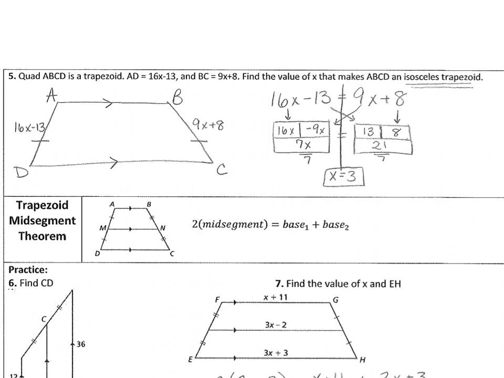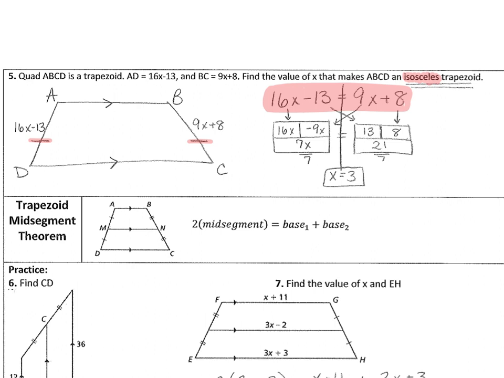I marked that these are parallel, and it gave me that AD is 16x minus 13, and BC equals 9x plus 8. So I've labeled everything. Find the value of x that makes ABCD an isosceles trapezoid. The moment I see this word isosceles trapezoid, that means I know that these legs are congruent. If the legs are congruent, mathematically that means that they are equal. So I set up this equation right here where one side is congruent or equal to the other, and I'm able to solve.